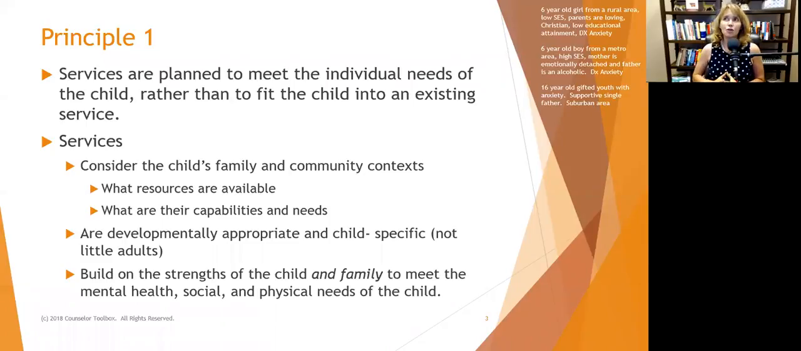So this next one is a 6-year-old boy from a metro area, high socioeconomic status, mother's emotionally detached, father's an alcoholic, and he's diagnosed with anxiety. So how would their service availability differ? And I live a little bit outside of Nashville right now, and even when I was in Florida, if you were in Gainesville around the University of Florida, you had services just coming out your nose.